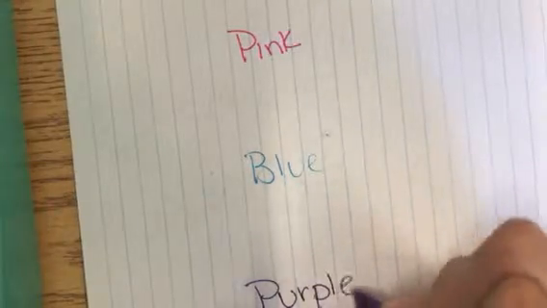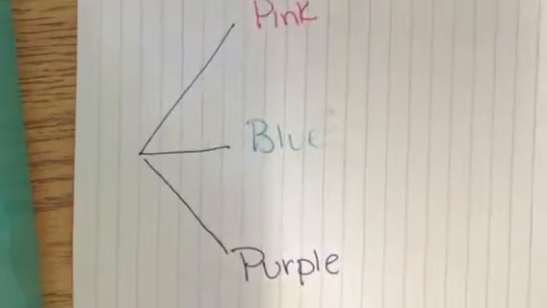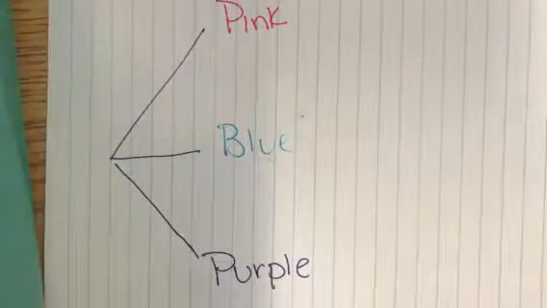Now, this could look different based on any situation. Maybe there are colored marbles in a bag and they're pink, purple, and blue. So we could pull out a marble, and the first thing that could happen is we could pull out a pink marble. Or we could pull out a blue marble, and then we could maybe pull out a purple marble. So based on the situation, we'll differentiate how many different possibilities you have and how you continue your table.